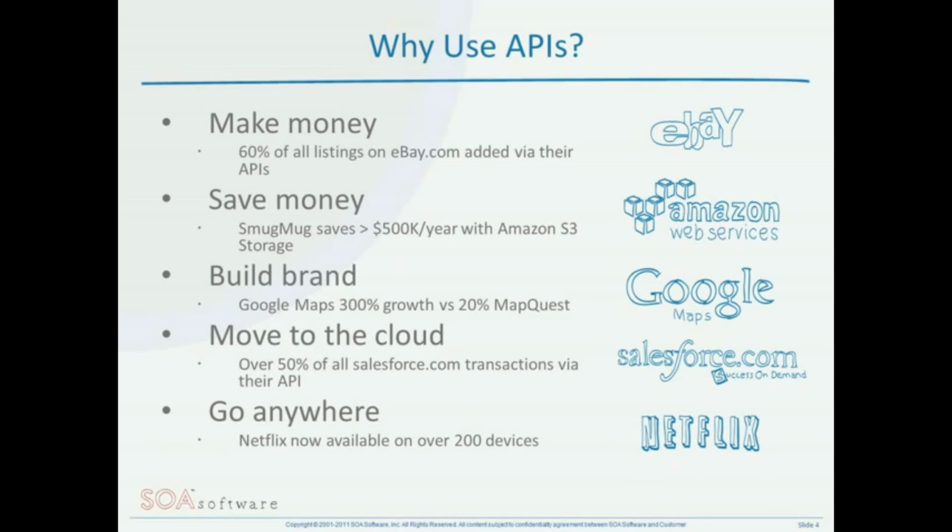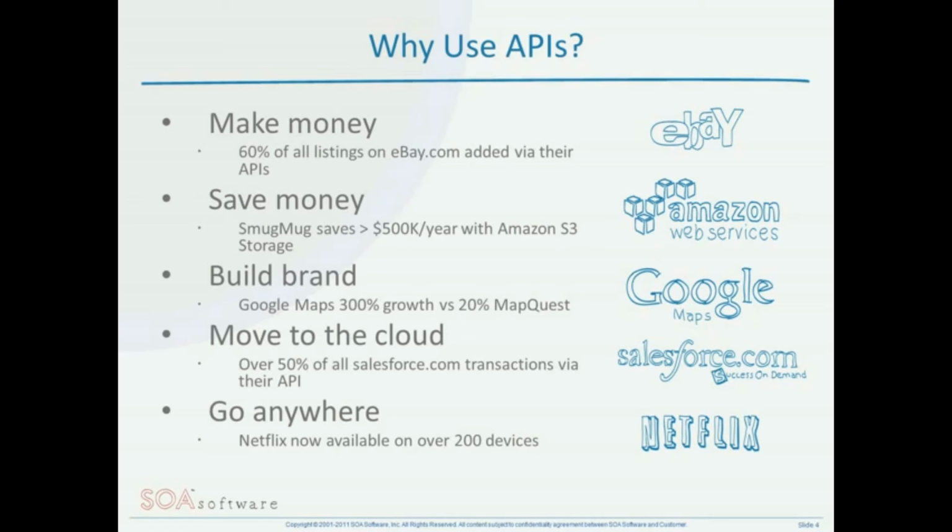Why would somebody use APIs? Well, some people use APIs to make money. eBay, for example, 60% of all of their listings are added through their APIs. So people are both making money by selling products on eBay. They're building applications, mobile applications that are integrated with eBay for the sale of product and services. And eBay certainly is making money by expanding the channels in which they actually get new advertising revenue and get new products on their site.